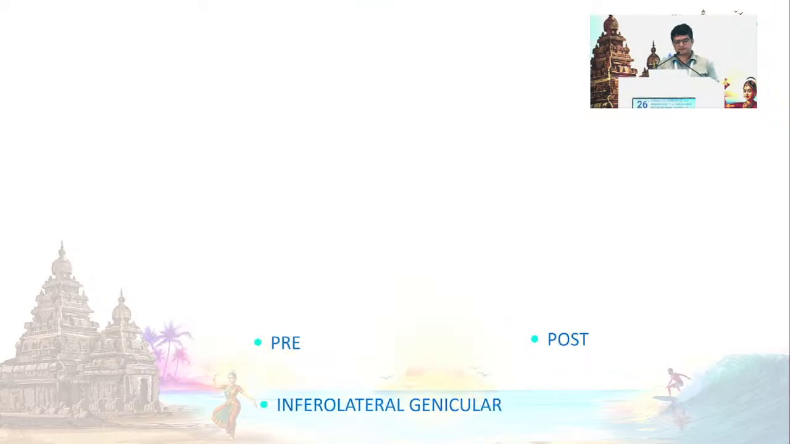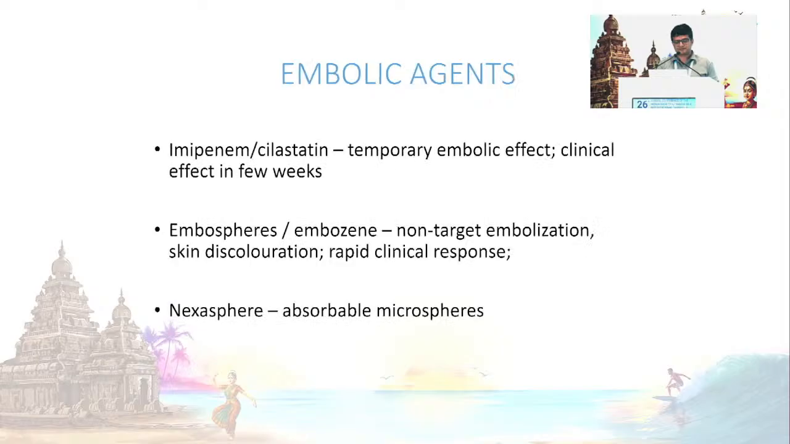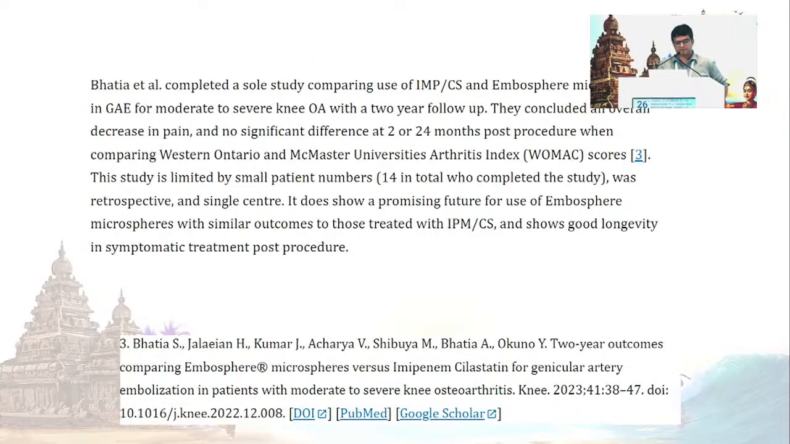I'll just rush through the slides. We have to take care when we are using Embosphere or Embosphin, 100 to 300 microns, and check. We can take the help of ice packs and prevent non-target embolization. Nexasphere is the new drug, an absorbable microsphere. It is available in India but costlier than Embosphere.